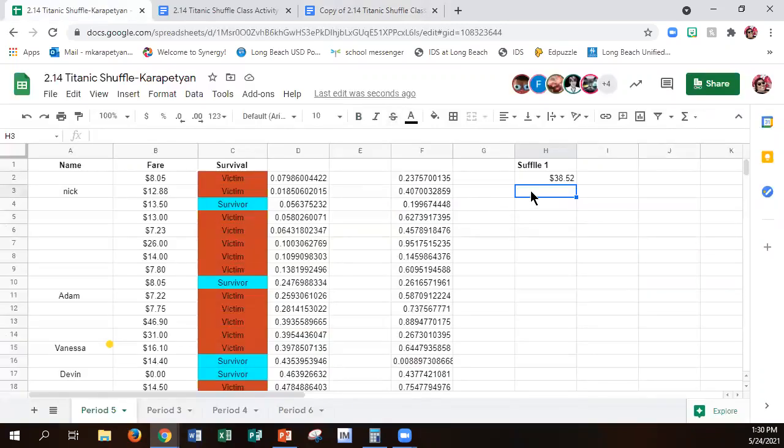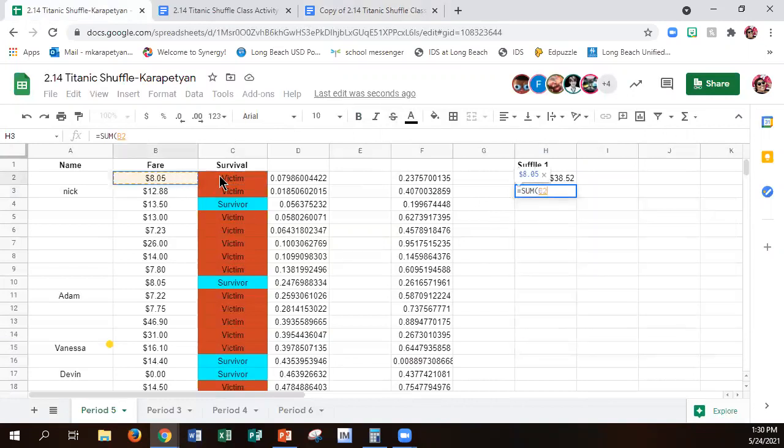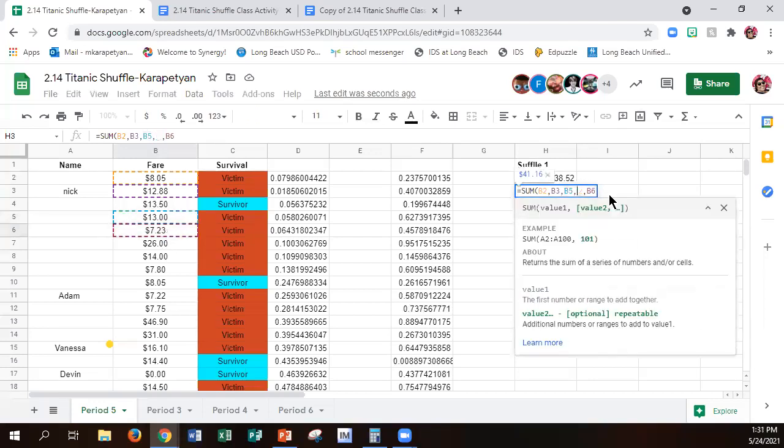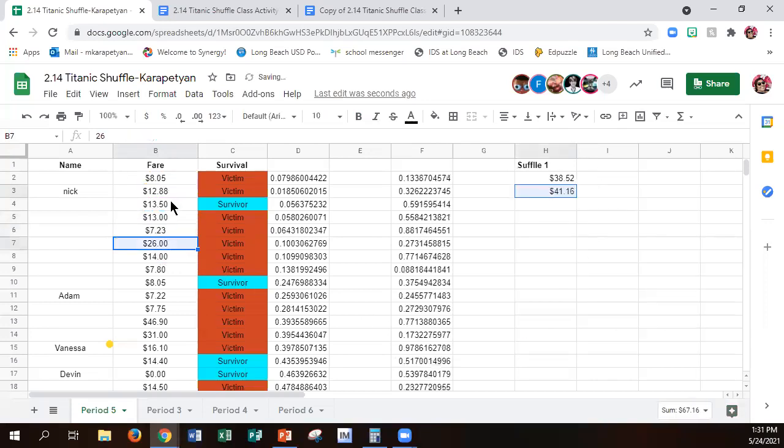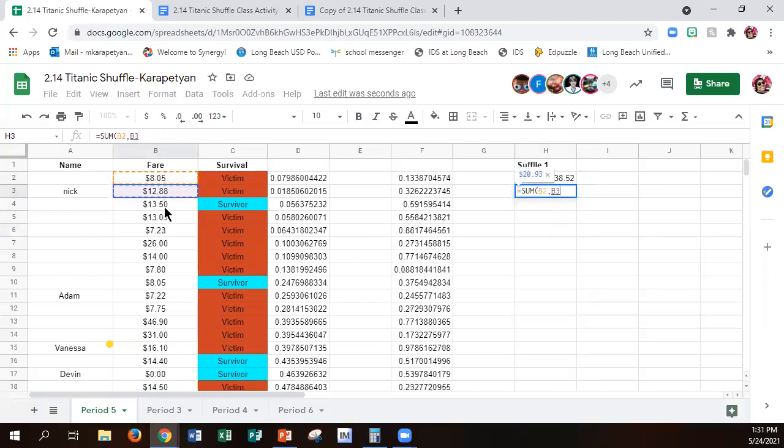All right, and then I'm going to do the same thing for the victims. So I'm going to do equals sum, and then I'm going to go through and select my victims. That one, that one, that one, that one. Oh, I did B5 twice. I'm sorry, let me catch that. Hold on, don't write that down. I messed up. Sorry, guys. Okay, so that one, that one, that one, that one, that one, that one, that one, that one, that one.